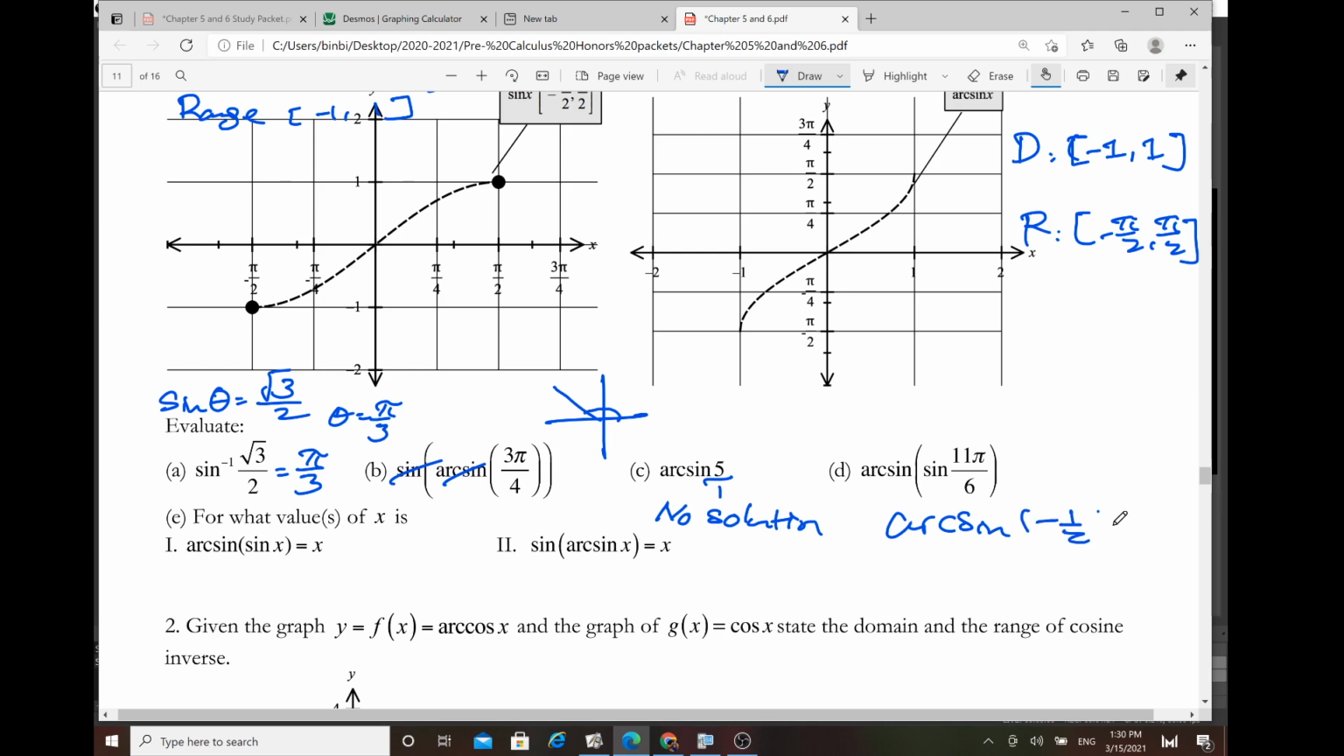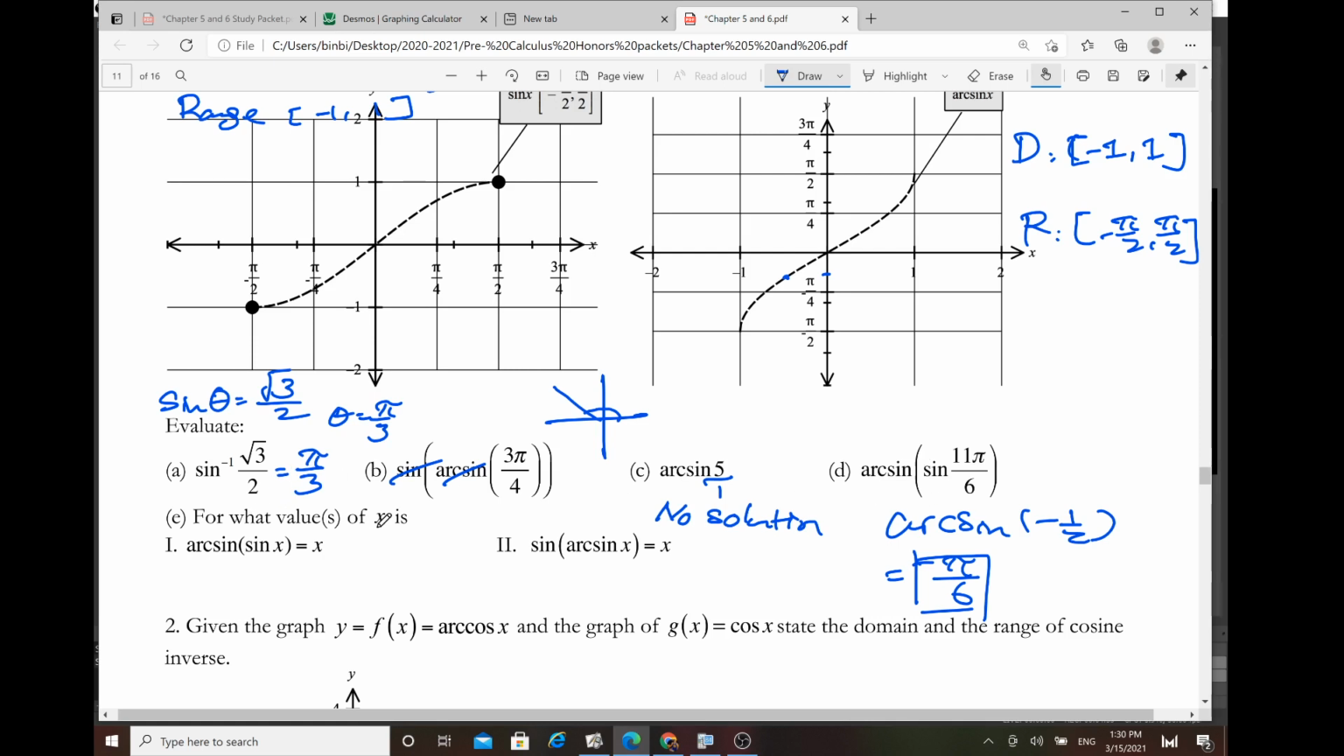And then according to the restricted domain, inverse sine of negative 1/2, which is over here, would be negative pi over 6. Okay, so check that. This one, you cannot just simply cancel out the arcsine and sine.